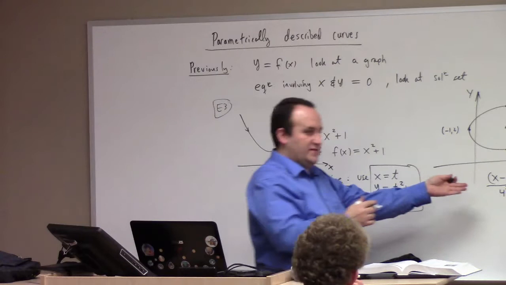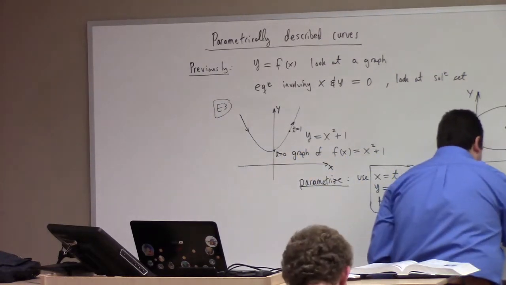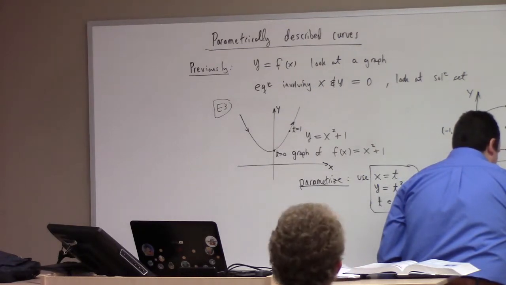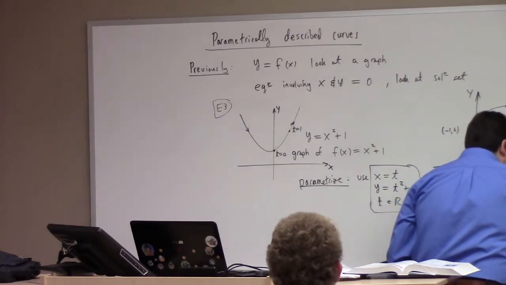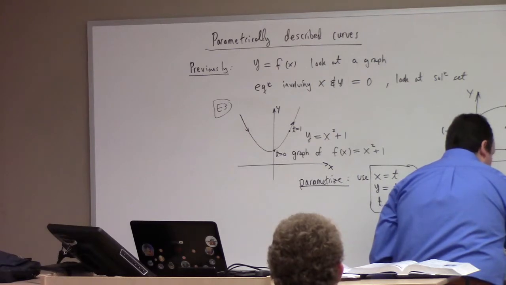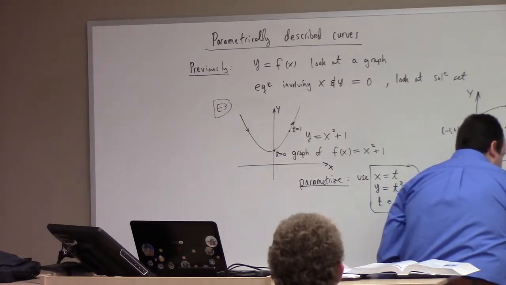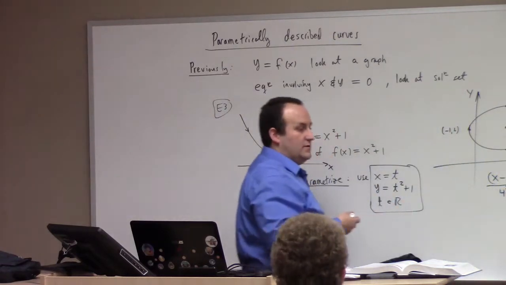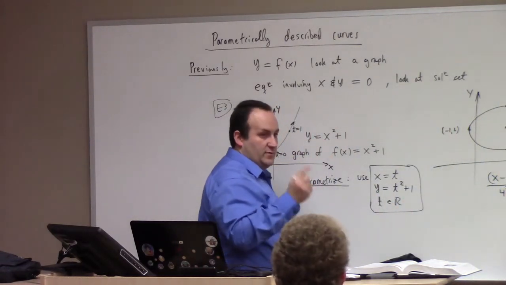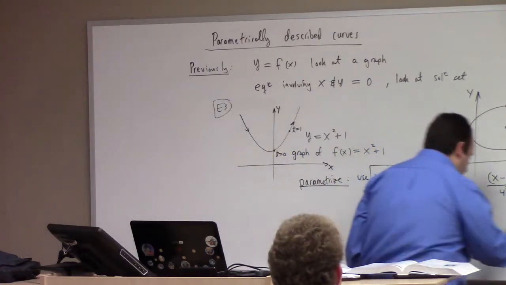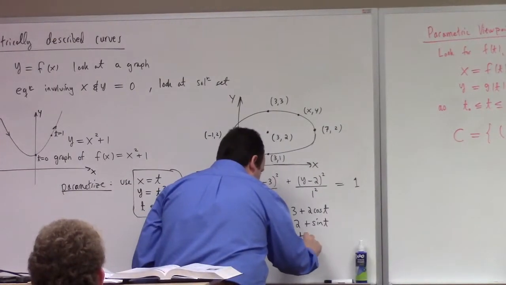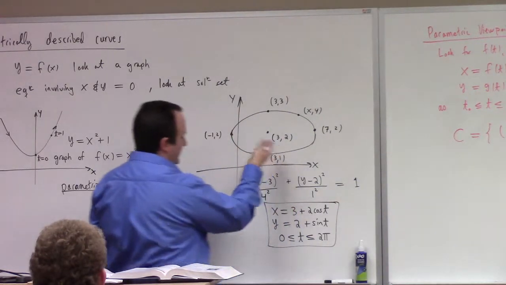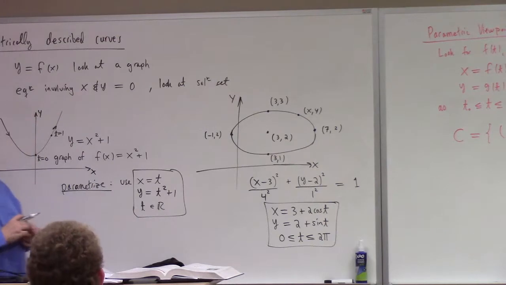What's the parameterization of this one? How about this? I put x equals 3 plus 2 cosine t, y is equal to 2 plus sine t. And if we want to, suppose we just want to cover the ellipse one time, then we can do 0 less than or equal to t less than or equal to 2 pi. There you go. That is a parameterization of this ellipse.